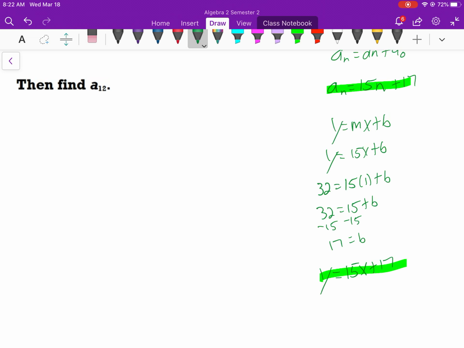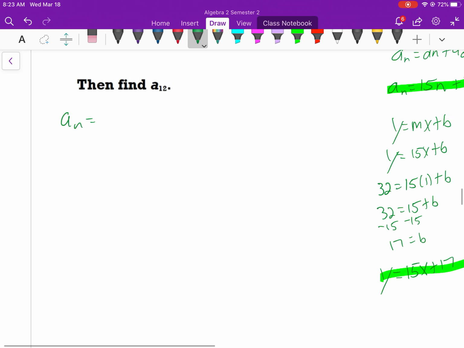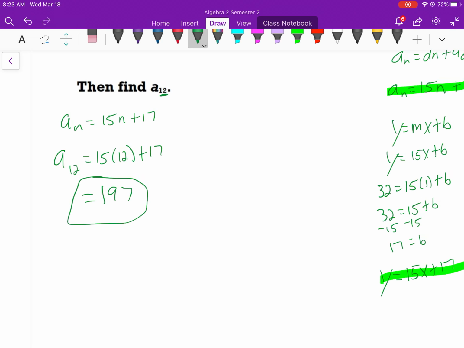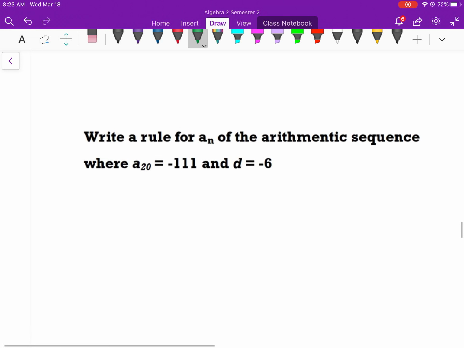Now, going back to find a12, we're going to use a sub n is equal to 15n plus 17. Our n is 12, so a sub 12 is equal to 15 times 12 plus 17, which will give us a total of 197. So a12 is equal to 197.